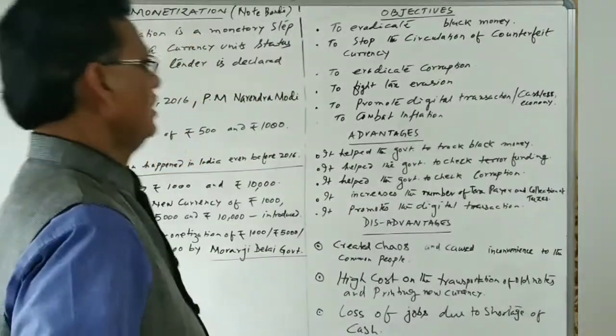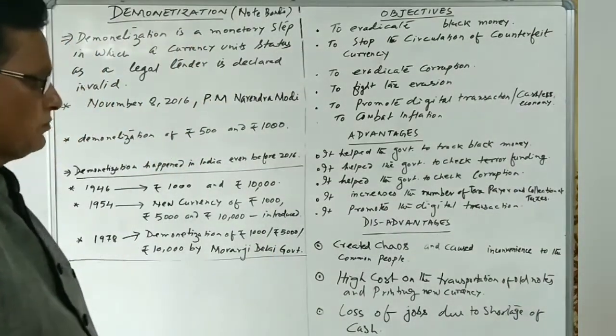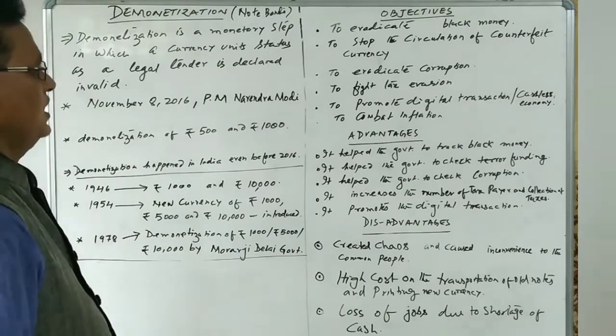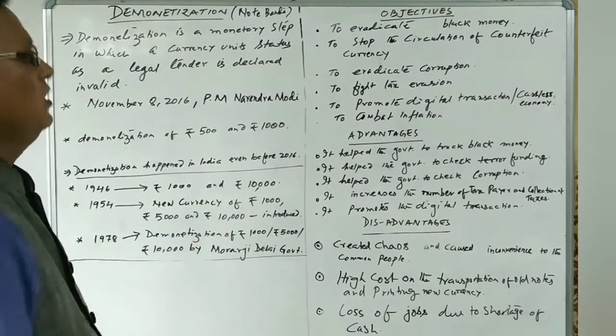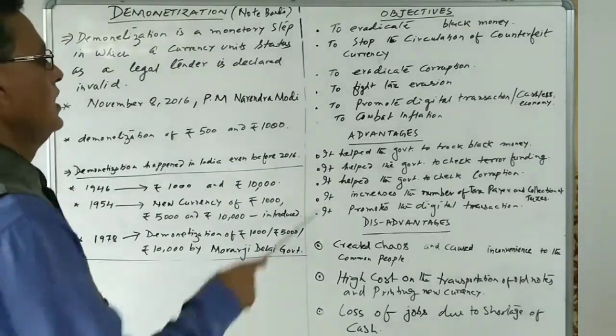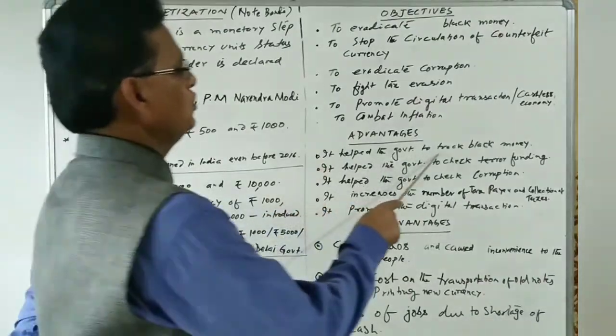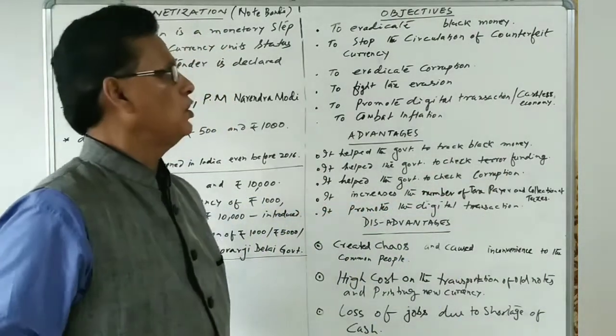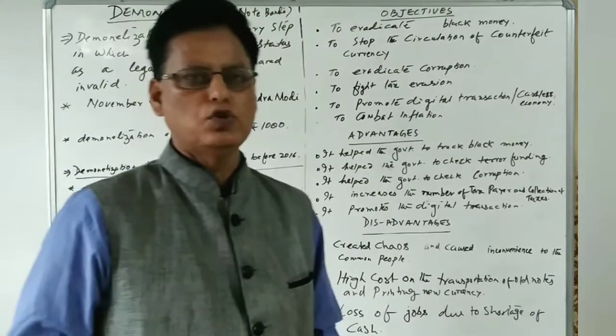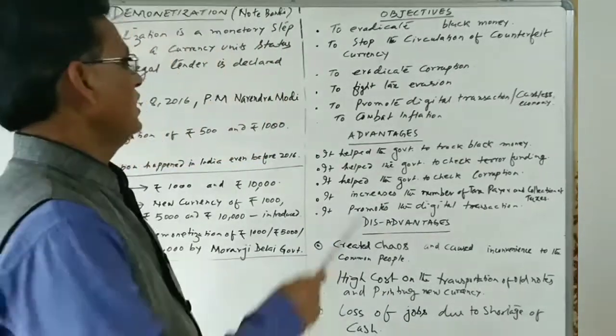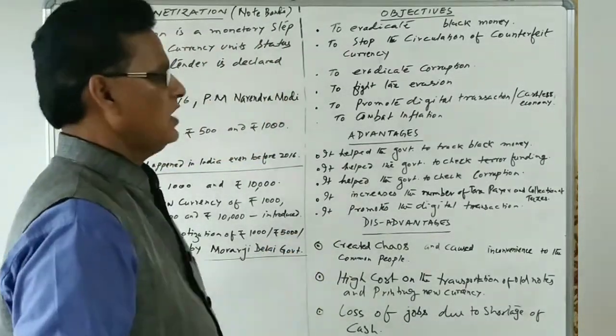Let us see what the advantages are. We can discuss some of the advantages here along with the objectives. So, advantages, let us see. It helped the government to track black money. So demonetization helped the government to track black money. It helped the government to check terror funding.